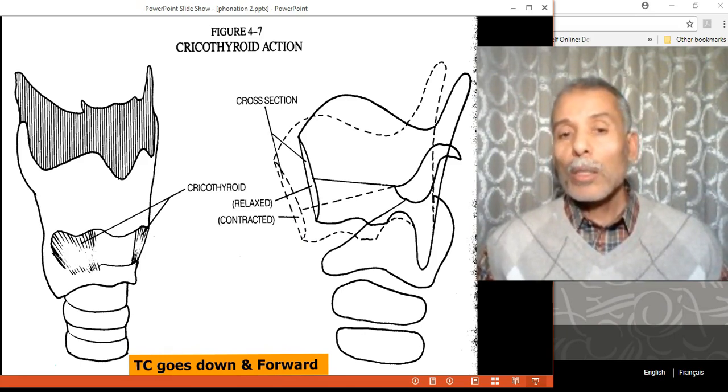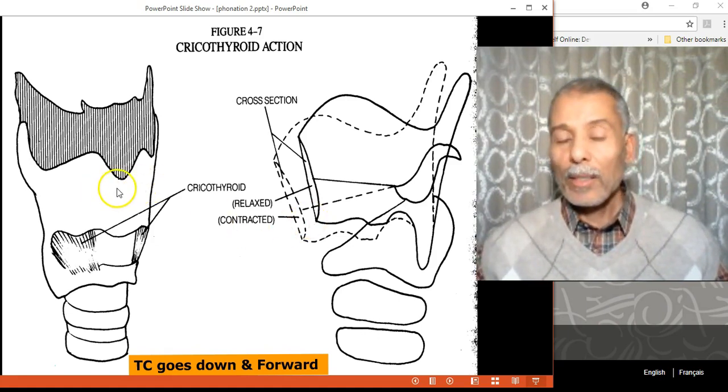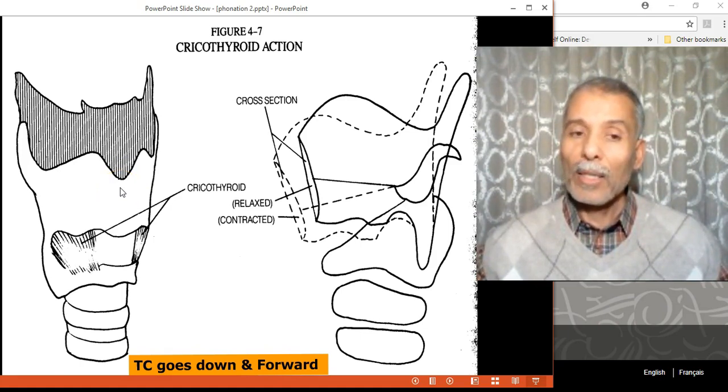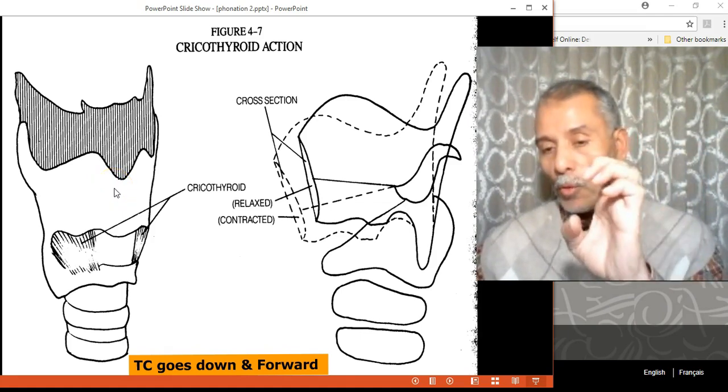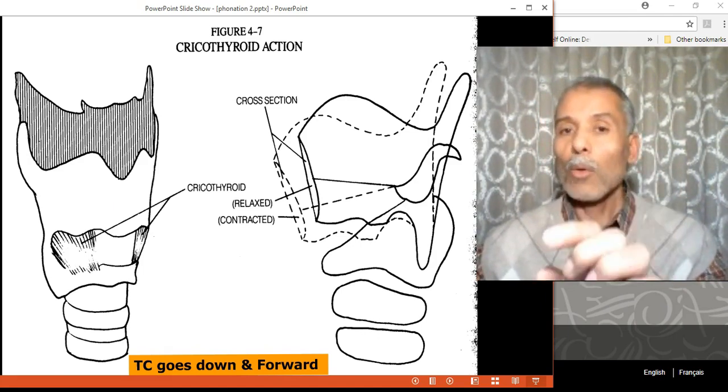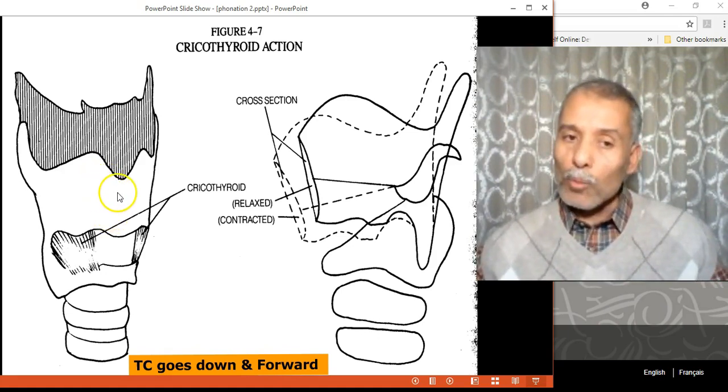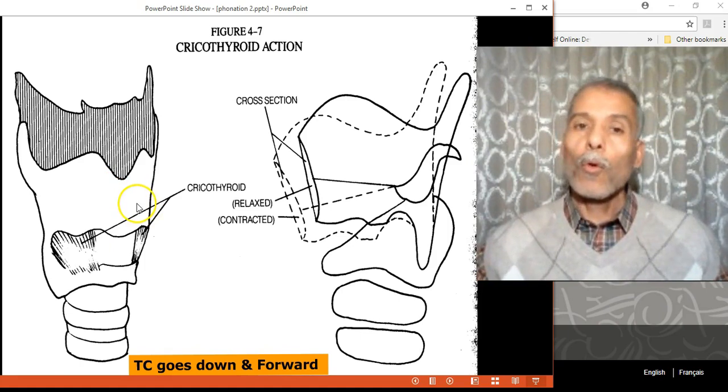Now, because the vocal folds originate on the anterior surface of the thyroid, inferior to or below the thyroid notch, because of that, when the thyroid is pulled forward and down, what will it bring with it? So it's going to bring with it the vocal folds.